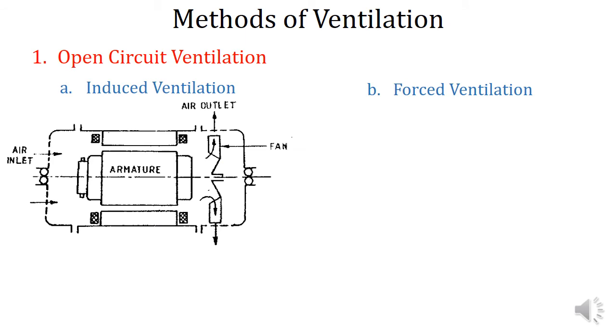In this case, this figure shows the cross section of an electrical machine with induced ventilation. Here, a fan is provided on the shaft of the machine, and when the machine rotates, the fan also rotates, and the fan produces a reduction in air pressure inside the machine.